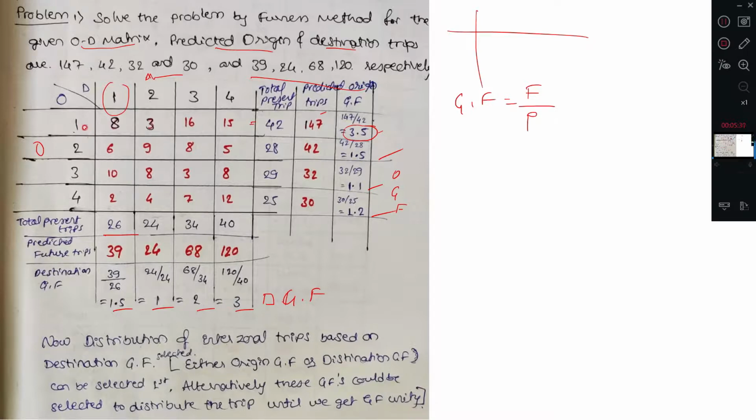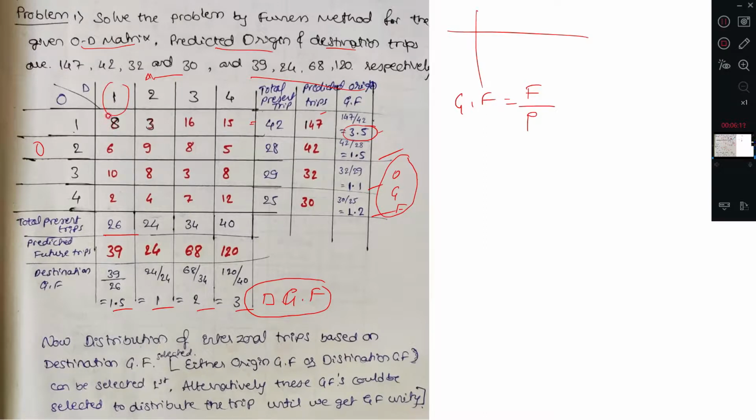For example, zone 1 to 2 is 3 trips, but zone 2 to 1 is 6 trips. It is not the same. So you won't get the same growth factors for origin and destination. Getting the point? Now for further iteration, there is no formula here. We need to consider any one of the growth factors, either destination growth factors or origin growth factors. That doesn't matter. Any one of the growth factors you need to consider and multiply with these individual trips between the various zones.